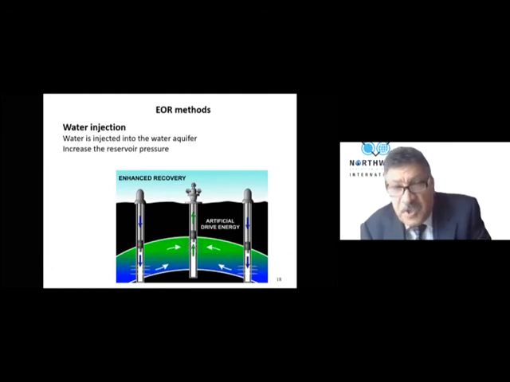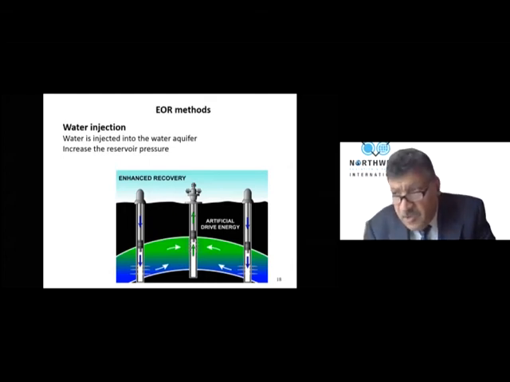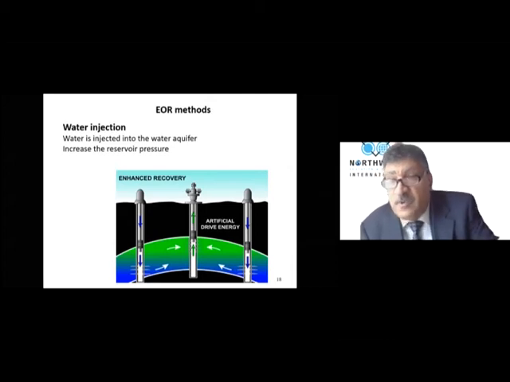This is water injection, not water flooding. Why injection? Because I'm injecting the water inside the water aquifer, underneath the oil, below the oil water contact, which they call WOC or OWC. So my aim is to build the pressure in the reservoir by injecting water inside the water aquifer. I call it water injection. The aim of this is to build up the pressure of the reservoir. I lost the pressure, so I'm building up the pressure of the reservoir.